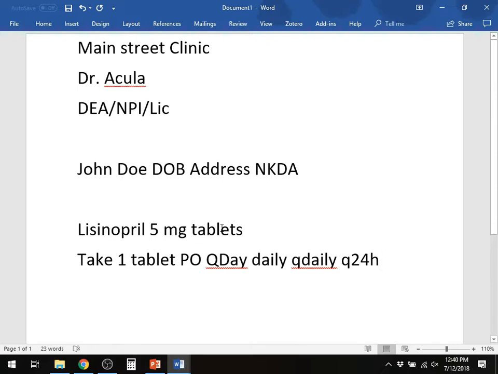That would also work as well. But again, because I've indicated these are 5 milligram tablets, by saying take 1 tablet, the dose is pretty well understood. Make sense? Okay, so I got that. And then what else do I need?